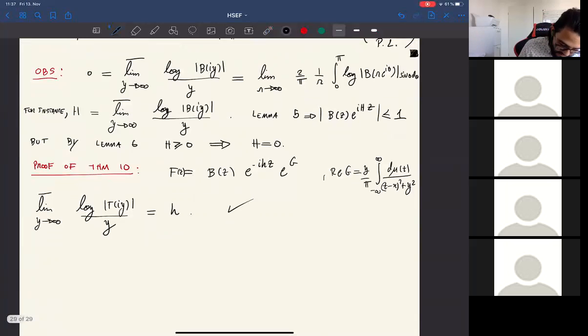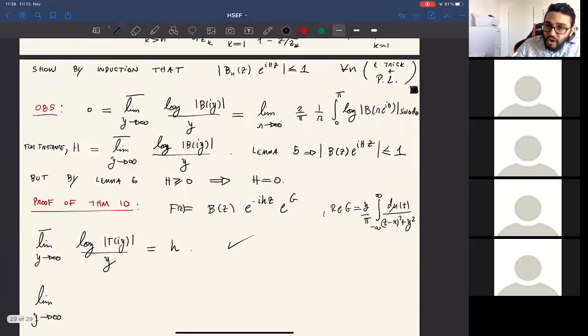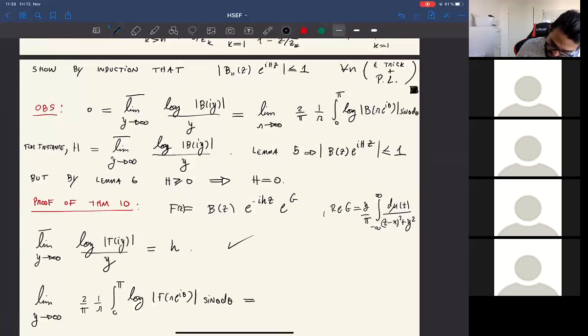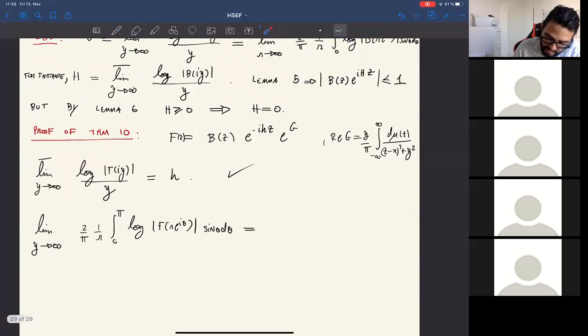Let's do part 2. If you do the other limit, which was to take the log and do an average over arcs, we know that the part for the Blaschke product goes away by the observation I did. This is supposed to be 2 over pi, 1 over r, integral from 0 to pi of log of f of r e^{i theta} sine theta d theta. Great, the part for the Blaschke product goes away.